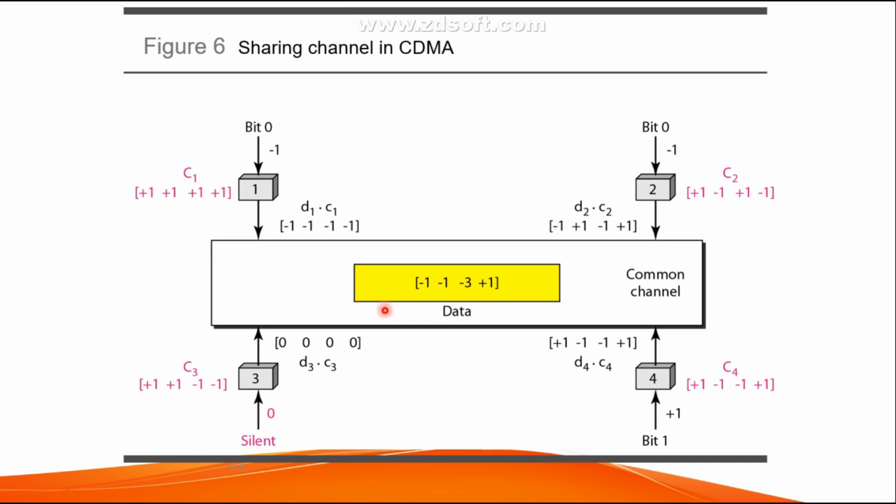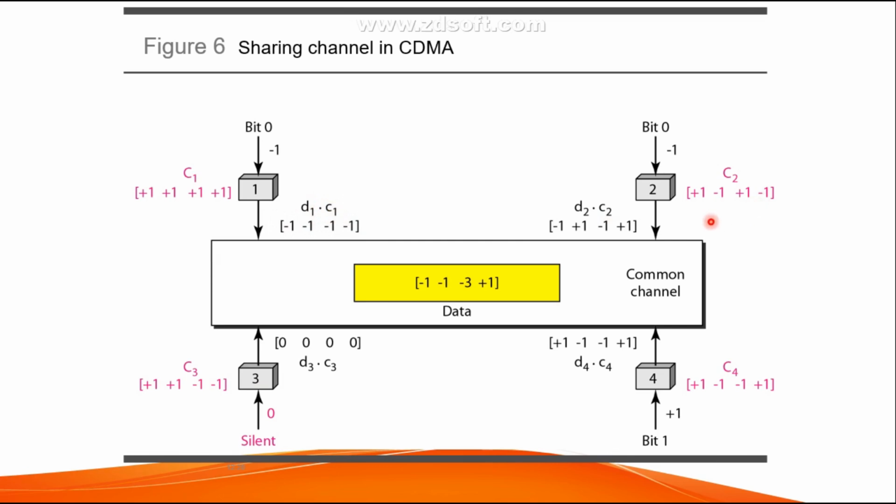Now, the output of station 1, what is it? It is multiplying your data by this code. So -1 multiplied by +1 is -1. Similarly, -1 multiplied by this +1 is -1, and again -1, -1. So this is the resultant data from station 1, that is -1, -1, -1, -1. That is D1 into C1.